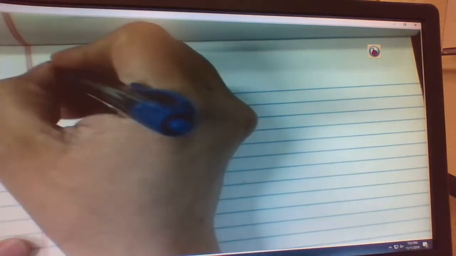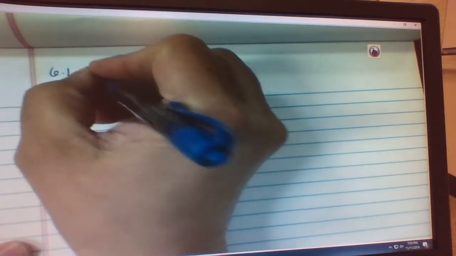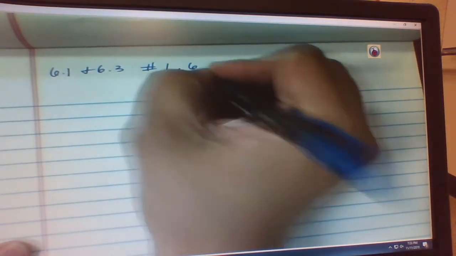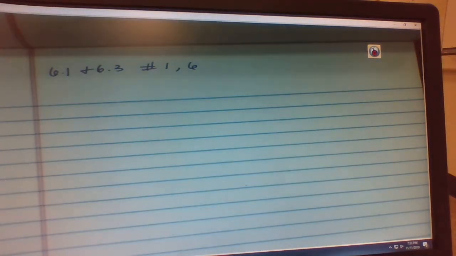Alrighty, so after we finished the lesson on Wednesday, I told you that because 6.1 and 6.3 are together, you should have been able to do problems 1 and 6, because that was either by substitution or elimination, right?